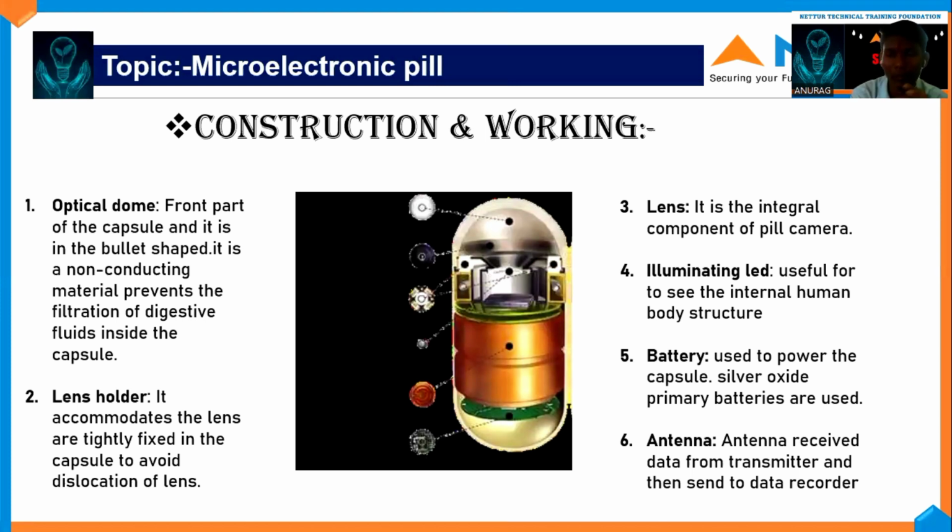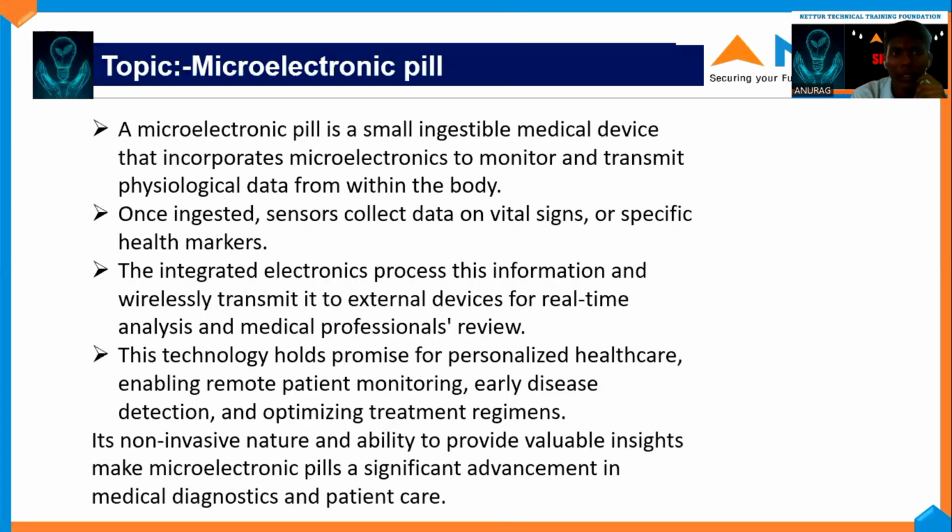The illuminating LED is useful to detect problems in the body structure. The battery is used to power the pill, and basically silver oxide primary batteries are used because they can be used only one time. The next one is the antenna. It transmits the data from the transmitter to the data receiver. Here you can see the optical dome, lens holder, lens, illuminating LED, batteries, and the antenna.